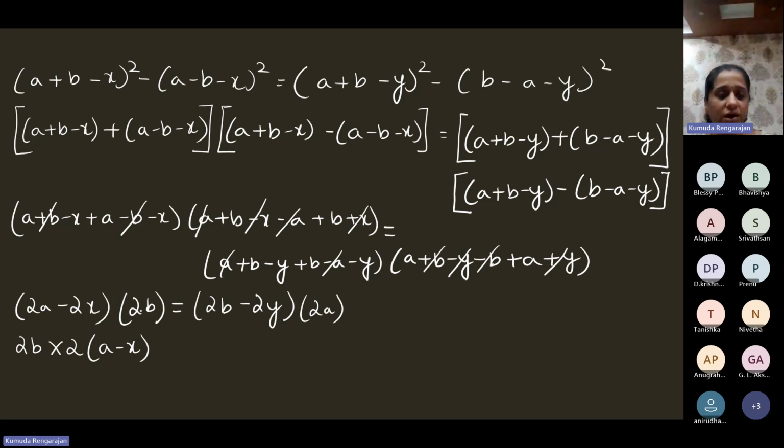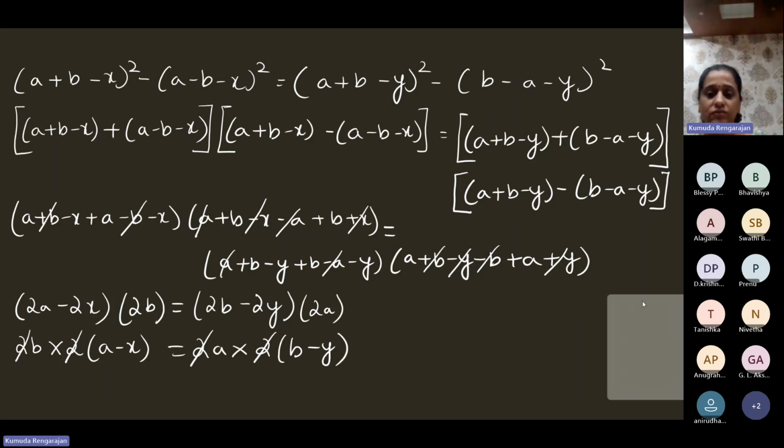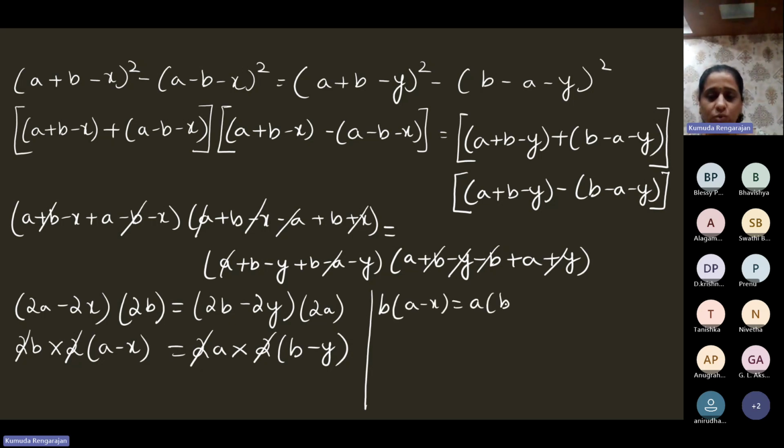I hope all of you agree with me. I've taken this 2b in the front. And then in this expression, I've taken out 2 common. Is equal to, again, I'll put this 2a in the front into, I'm taking out 2 common, so b minus y. So now on either side, you can cancel out, no? So you can cancel this 2 on both the sides. Correct? So now you're left with b into (a minus x) is equal to a into (b minus y).